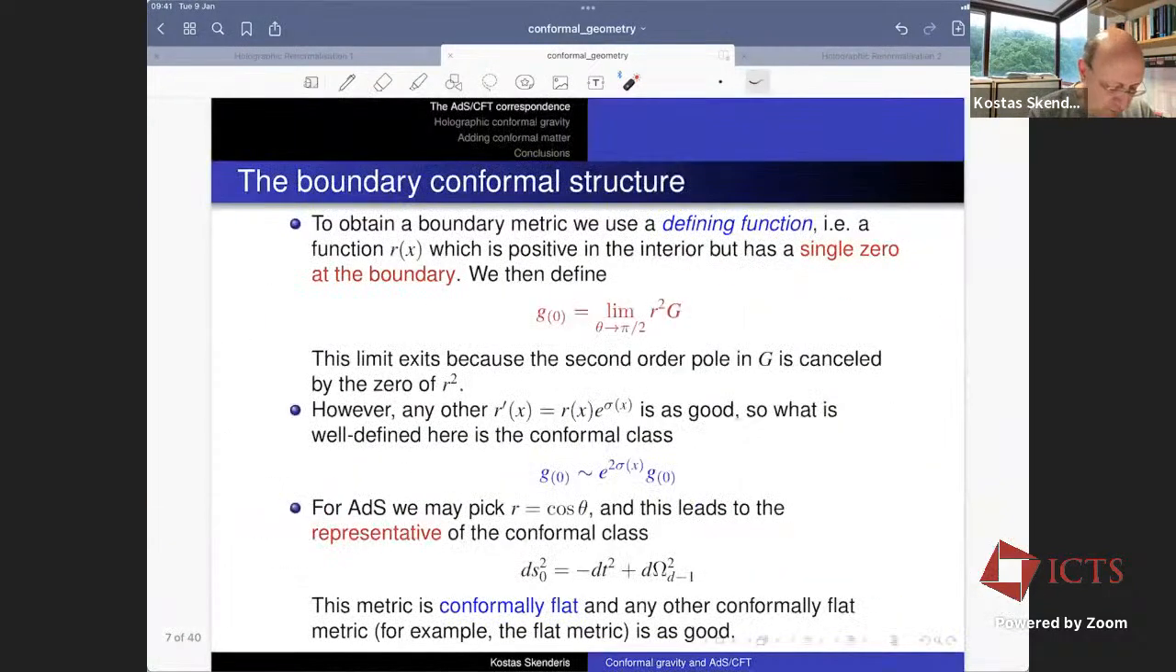Okay, so yesterday we went through this construction to show that AdS has a well-defined conformal structure. So if it is exactly AdS, one representative of the boundary is the Einstein universe, which is conformally flat. So any other conformally flat metric, for example the flat metric itself, is as good, and that's what is usually done with Poincaré coordinates.